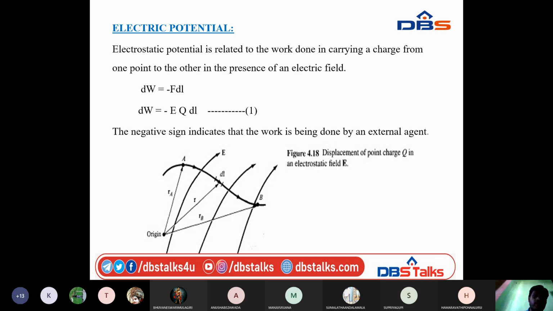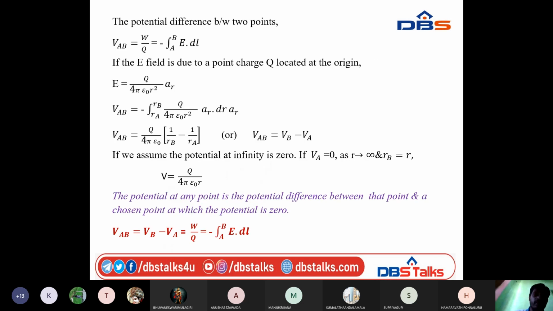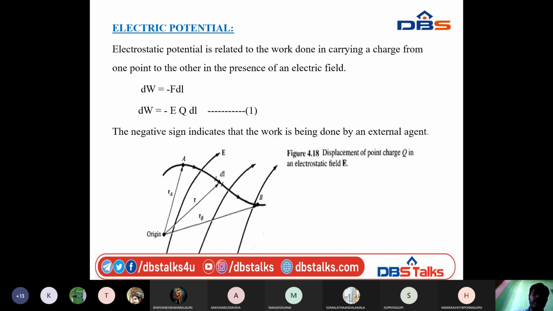The concept here is that I want to move a charge from point A to point B. To move from point A to point B, I have to apply some external force on the charge, and only then is it possible to move charge A to B. So F is the force applied on the charge, applied externally. That is why, let me indicate, there is a minus sign.